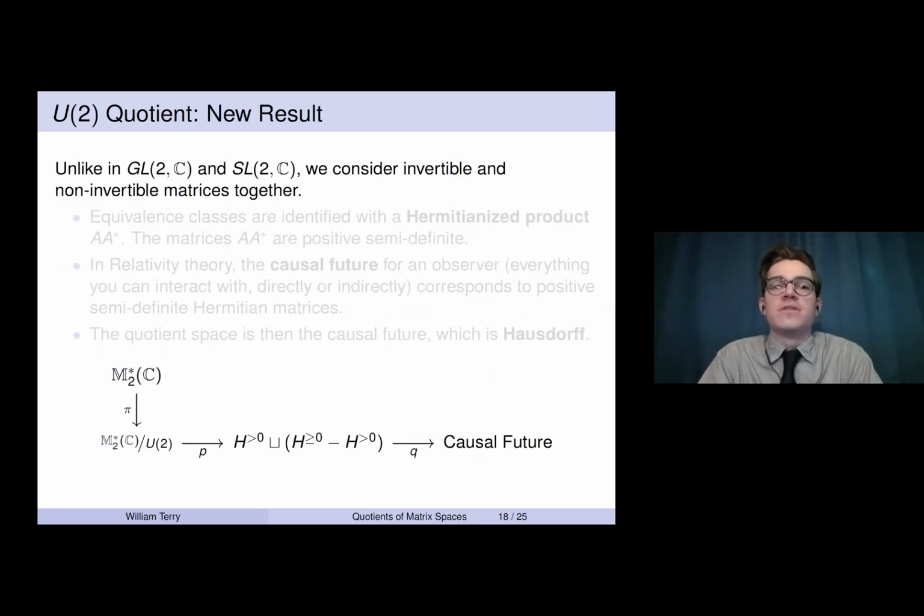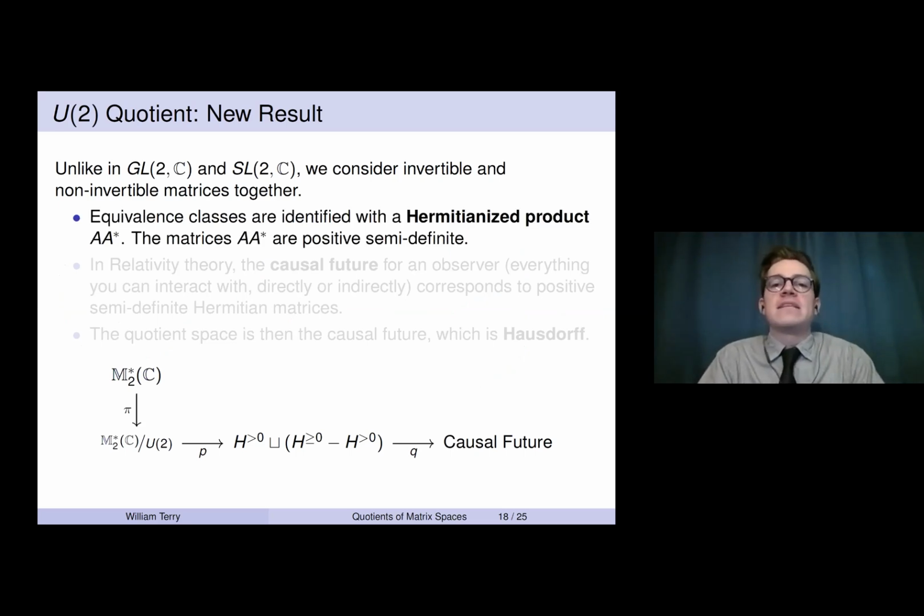The next new original result is the U2 quotient. Unlike in the GL and SL cases, we can actually consider invertible and non-invertible matrices together. Equivalence classes are identified with Hermitianized products, AA star, which are positive semi-definite.